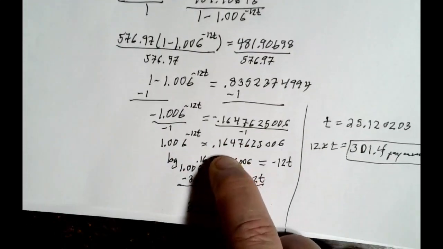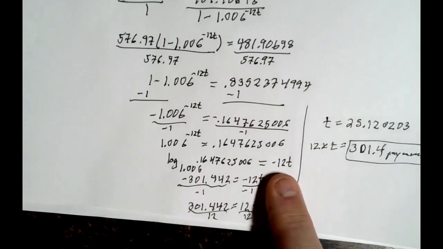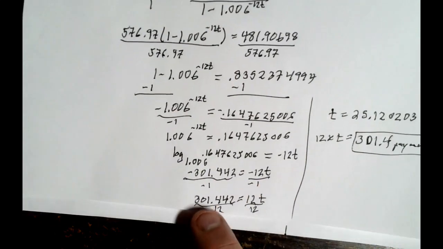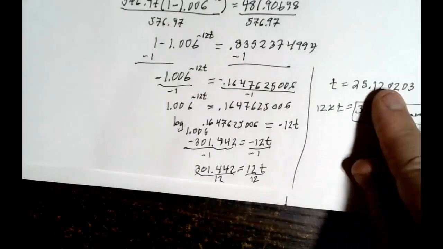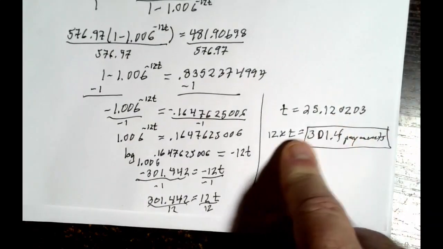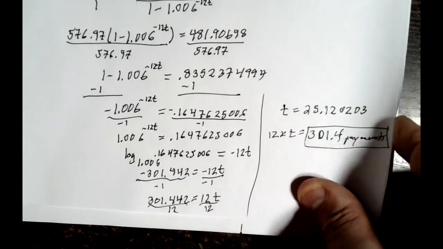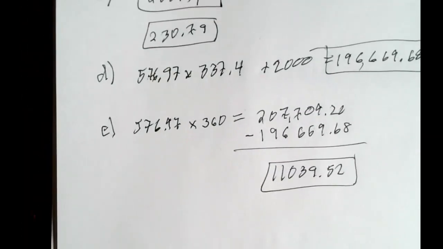Now you're ready to write it as a log. Log base 1.006 of this number equals -12t. So you get this negative number equals -12t, or this positive number equals positive 12t. Divide by 12 and you get this. That's how many years. Multiply by 12 and that's how many payments. 301.04 payments.